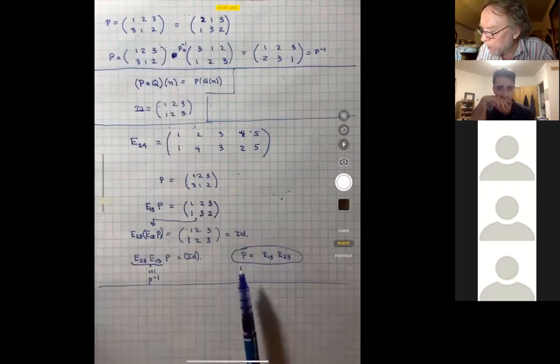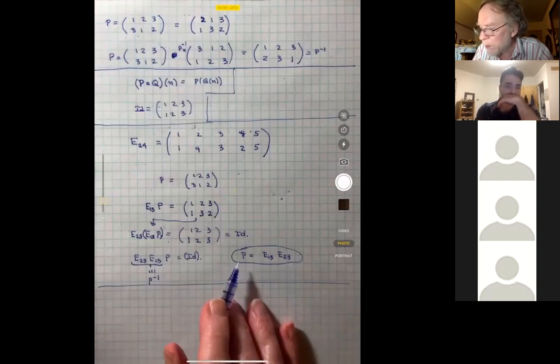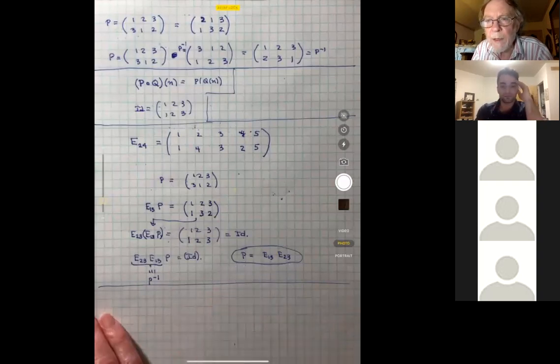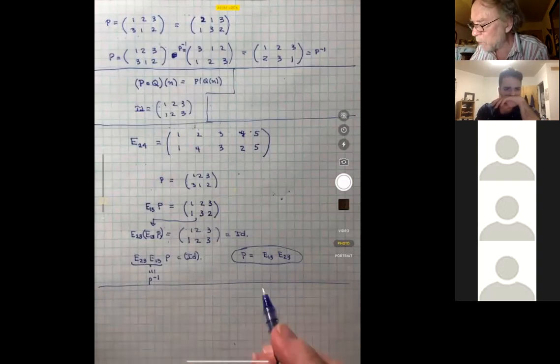Now, the decomposition of a permutation into exchanges is not unique. There's more than one way to do it. But you'll find that no matter how you do it, the number of exchanges required is always either even or else it's odd. And so this allows us to classify permutations as either even or odd, depending on whether their decomposition into exchanges involves an even or an odd number of factors. We call these even and odd permutations. This one in particular is an even permutation.